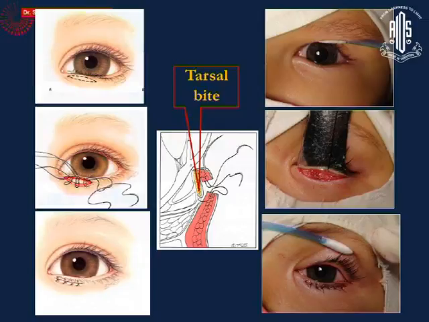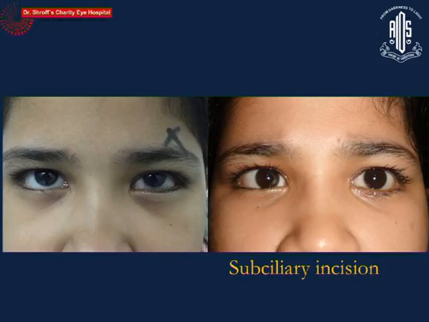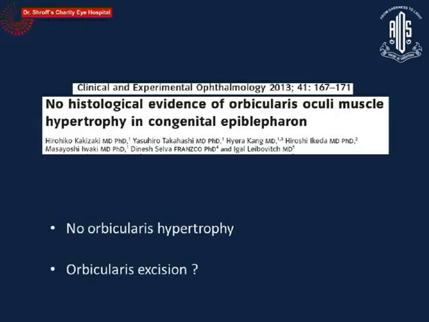Also important here is the fact that when you are suturing back the skin muscle strip, you should take a bite with the lower border of the tarsus to prevent the lower part of the orbicularis from overriding and again causing a recurrence of the entropion. Cosmetically, using a subciliary incision actually gives a good cosmetic result. As in this child, this is just 1 week follow-up and the scar is actually hardly visible.